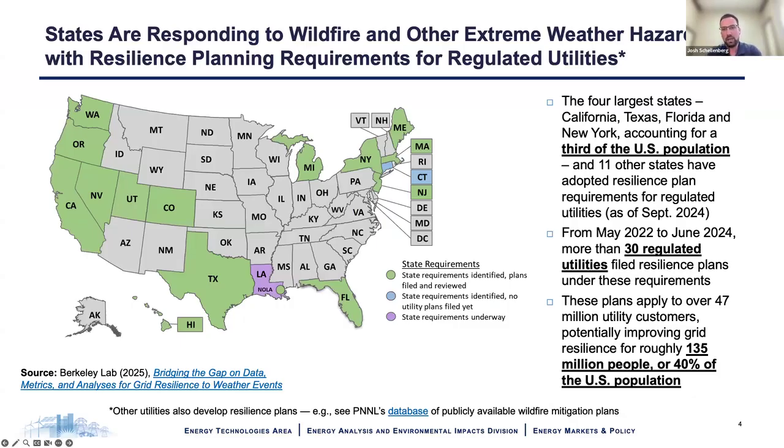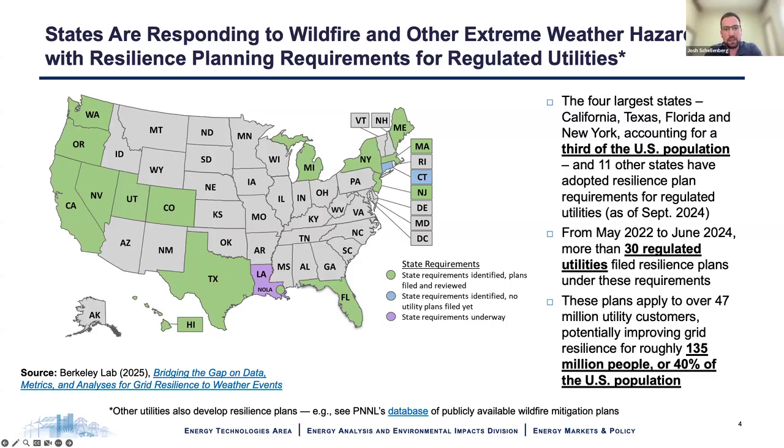As many of you know or have directly experienced, there has been a wide range of extreme weather hazards in recent years, including wildfire and hurricanes. And so what you've seen throughout the country is the response by states to develop resilience planning requirements for regulated utilities. So in this case, regulated utilities refers to investor-owned utilities that are regulated by the state public utilities commission or a similar entity like a public service commission.